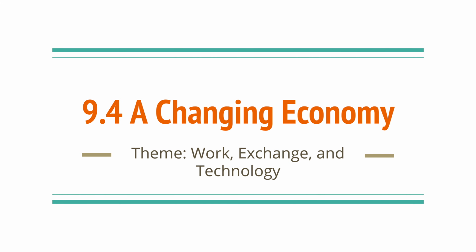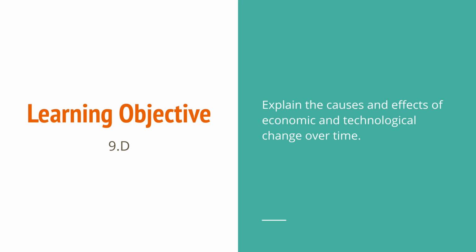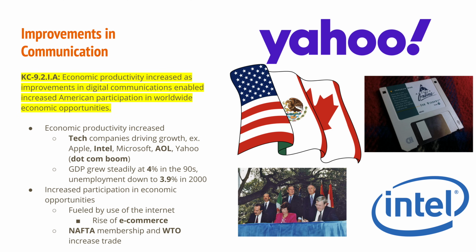This is historical topic 9.4, a changing economy, and the theme is work, exchange, and technology. Technology is going to be something that we talk about a lot today. One learning objective is to explain the causes and effects of economic and technological change over time. And we're going to start with improvements in communication.